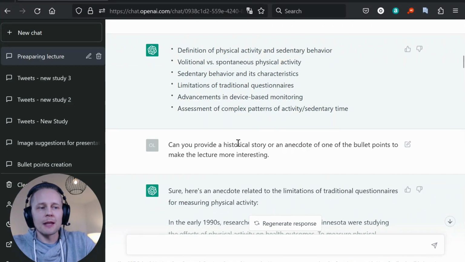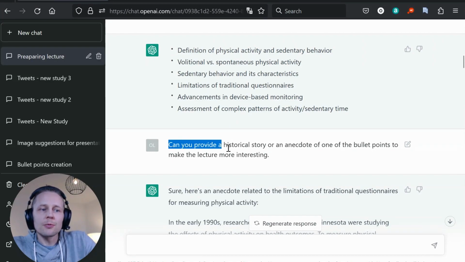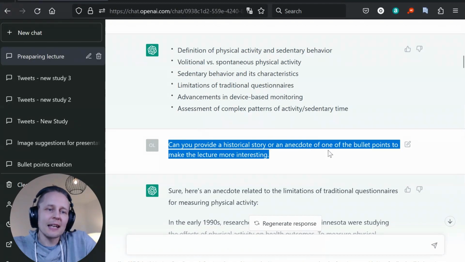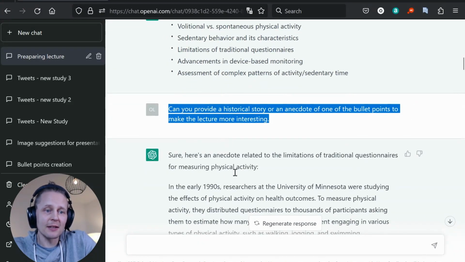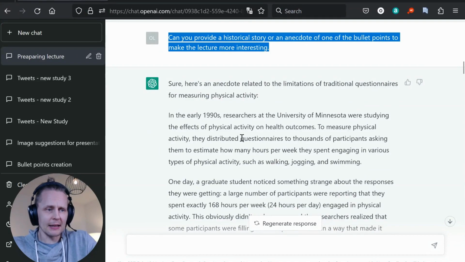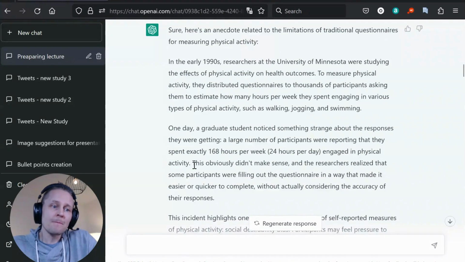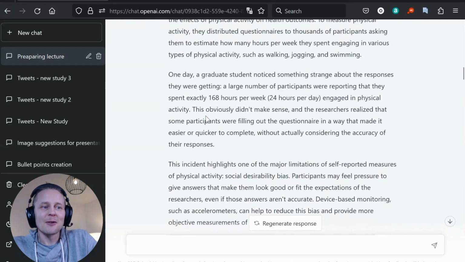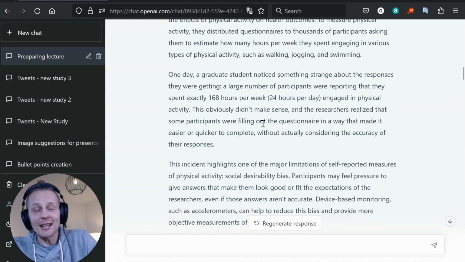Then to make the lecture a little bit more interesting, I told the prompt, can you provide a historical story or an anecdote of one of the bullet points to make the lecture more interesting. And sure, here's an anecdote related to the limitation of traditional questionnaires for measuring physical activity. It tells about a study in the 1990s at the University of Minnesota in which a large number of participants were reporting that they spent exactly 160 hours per week engaged in physical activity, so 24 hours per day.